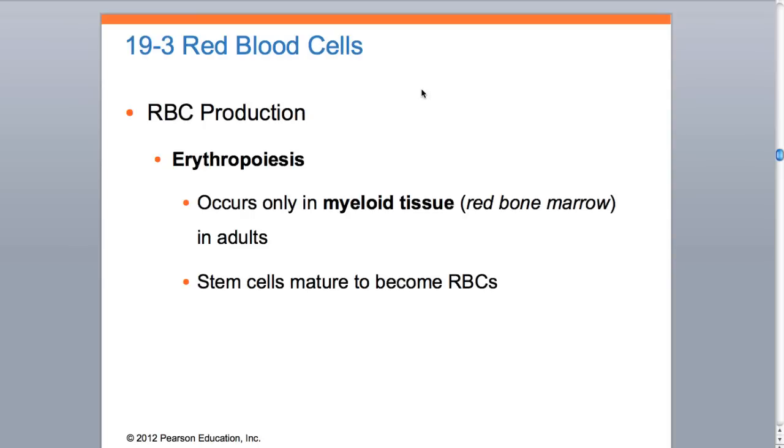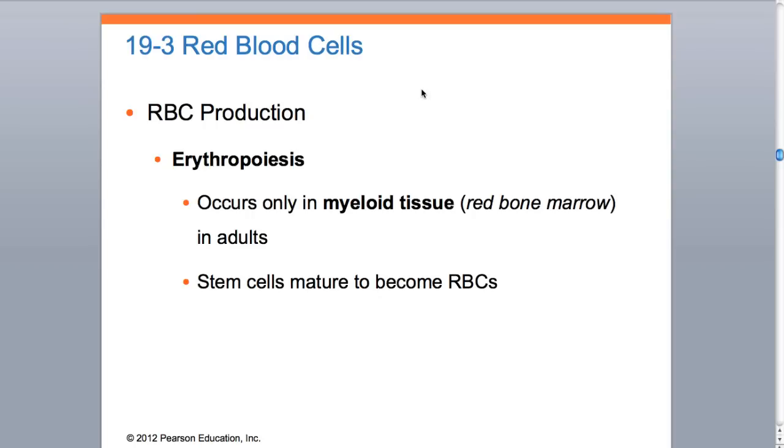On this slide, we see the term erythropoiesis. Erythropoiesis is the production of red blood cells. Earlier, I had shown the term hemopoiesis, which is the making of all of the blood cell types. So don't confuse the two terms. Hemopoiesis is the production of red blood cells, white blood cells, and platelets. That's a general term. And erythropoiesis is specifically the red blood cells. Now, where are red blood cells made? In the red bone marrow.